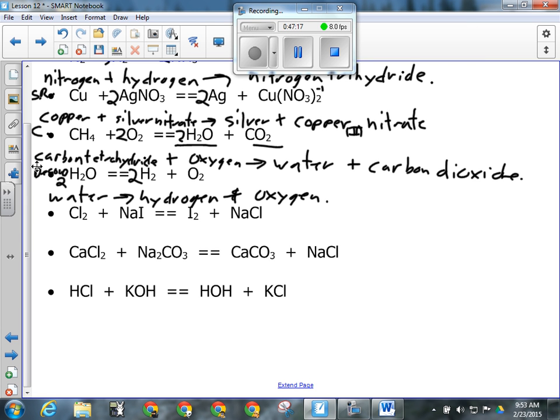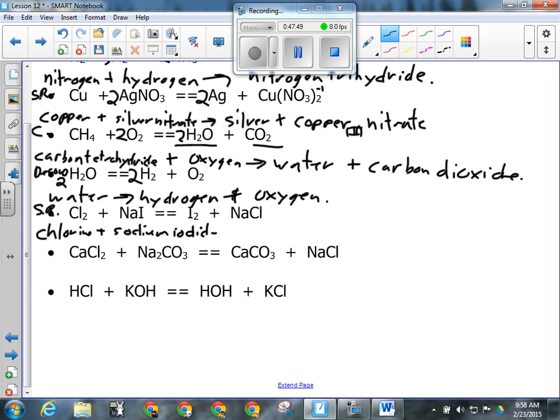All right, let's have a look at the next one here, guys. So in the next one, I've got chlorine as an element reacting with sodium iodide, which is an ionic compound, to form iodine and sodium chloride. So I've got element and ionic compound, which is what kind of reaction? Single replacement, right? Okay, so we've got a single replacement reaction. We've got to write everything out name-wise. So we've got chlorine plus sodium iodide, goes to, whoops, sorry, missed one here, iodine plus sodium chloride.